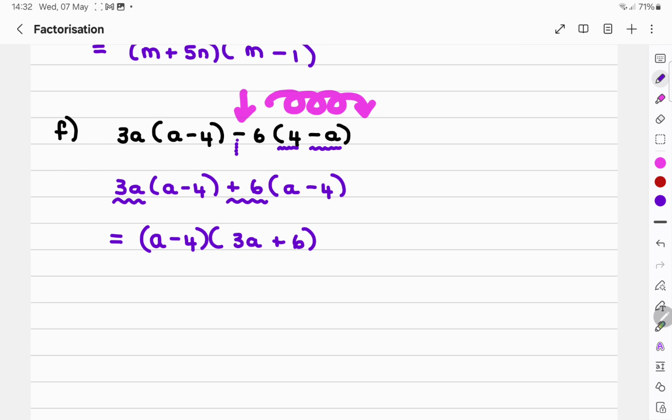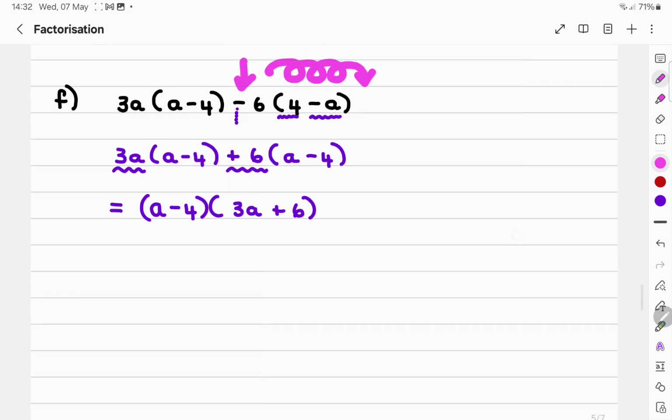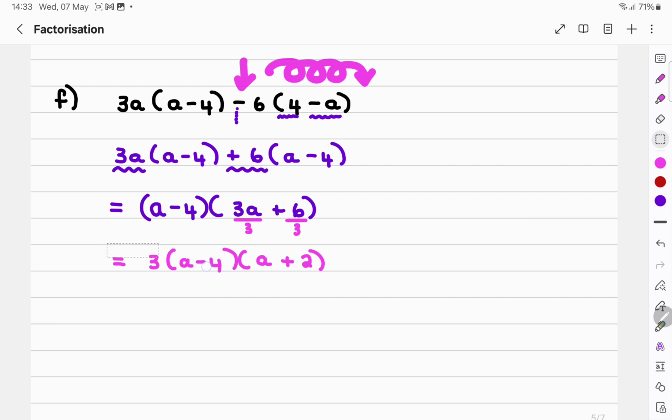Immediately, there's something the same in there. So what am I going to do? I can divide both of those terms by 3. So I'm going to pop out a 3, pop it out and squeeze it out. And what is left over there? A plus 2. Okay, I hope it makes sense. So what I did is I divided here by 3 and divided by 3. So I basically took out a highest common factor of 3.